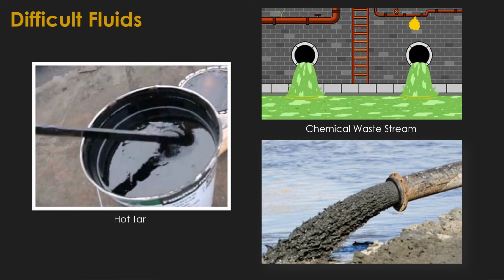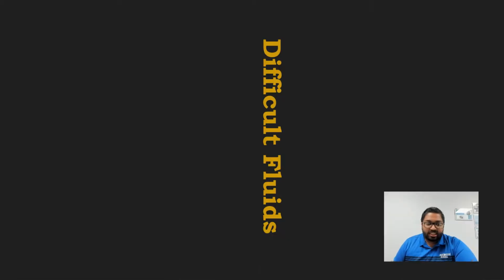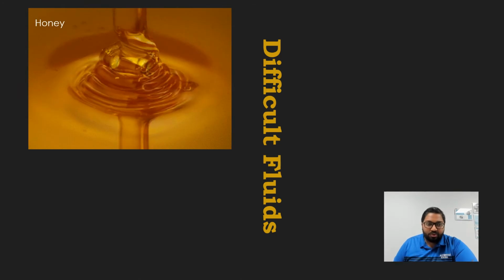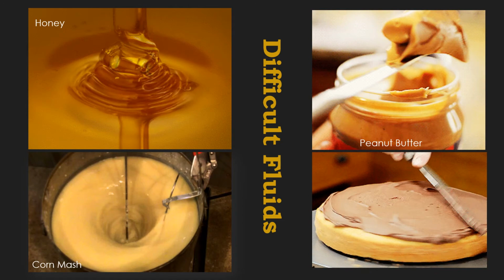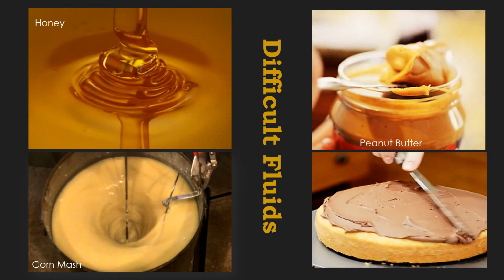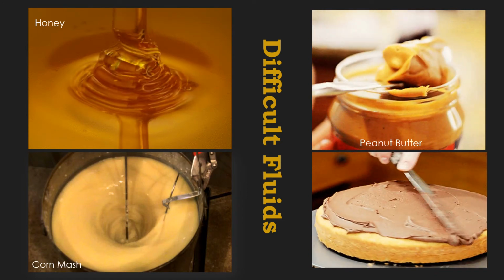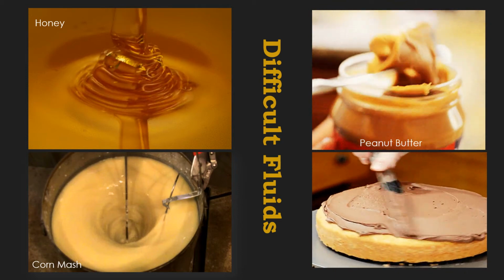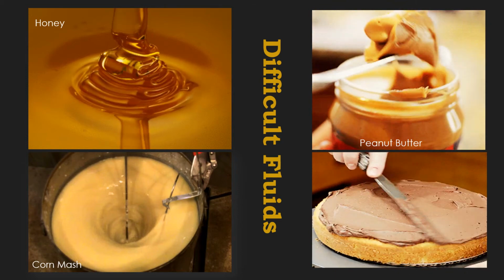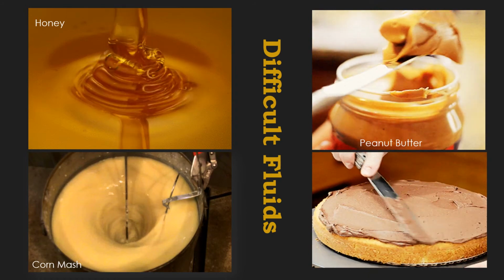Also, when you go into the food processing industry, some of the most difficult fluids to move are honey, corn mash, and even peanut butter. The viscosities of these fluids are really high, such that other types of pumps like centrifugal pumps and gear pumps have failed, and we have often replaced many of those with disc pumps.